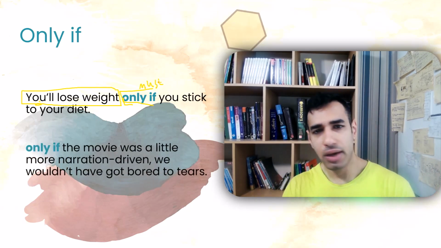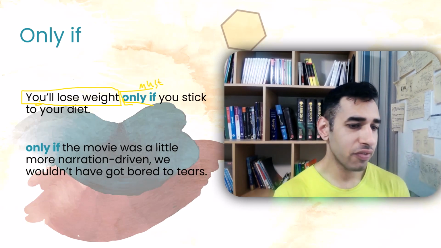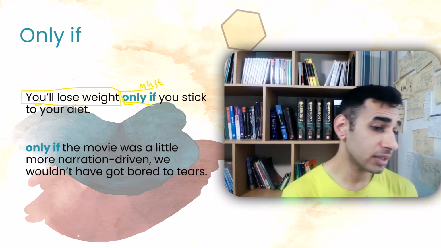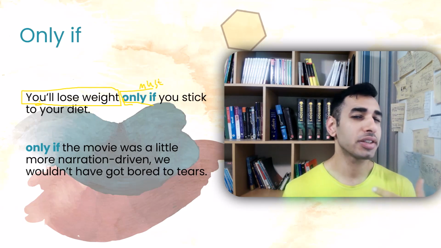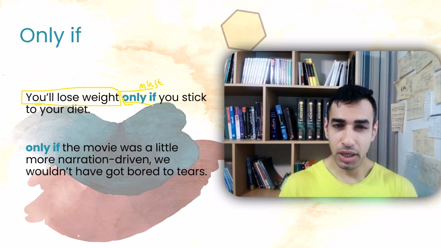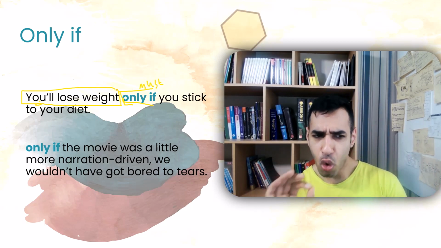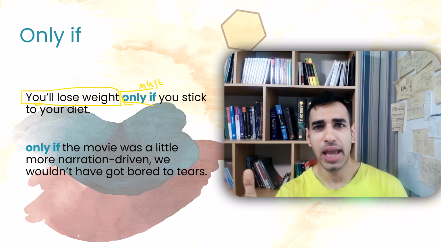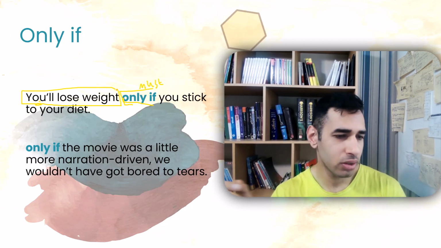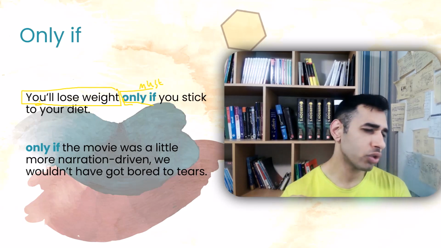Only if. Now we can put only if at the beginning of the sentence. We have the only if at the beginning of the sentence, and the conditional clause is the first clause, not the second clause. Let's read this example. Only if the movie was a little more narration driven. Narration driven means designed by more narration. It had more narration, the movie, more story maybe. Only if the movie was a little more narration driven.